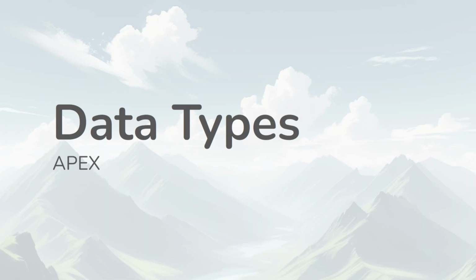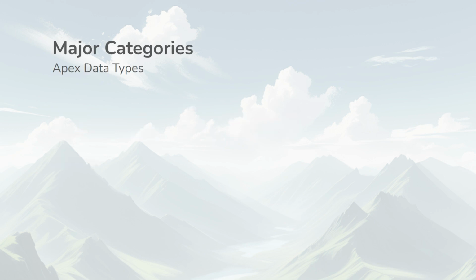In this video, we are going to learn about the different data types that are available in Apex. The data types in Apex can be broadly categorized into these: primitive data types, collections, user-defined data types, sObjects, and objects. Let's talk about the primitive data types.